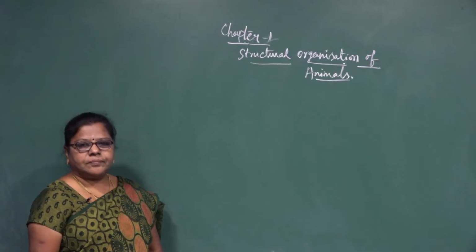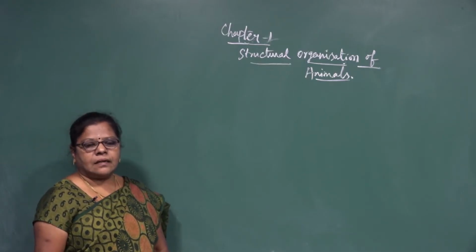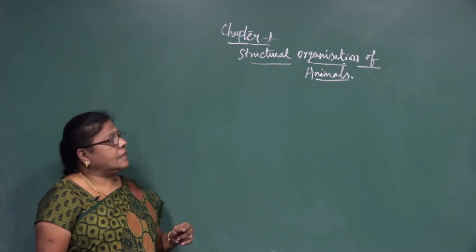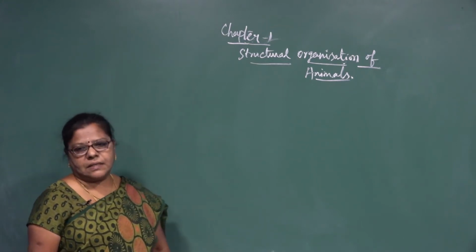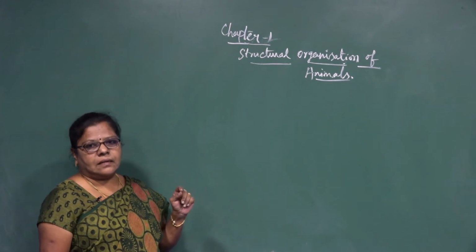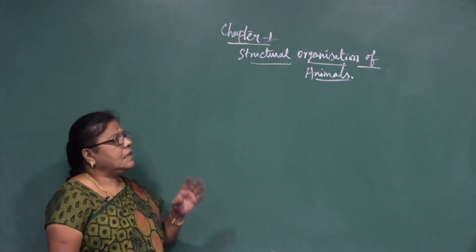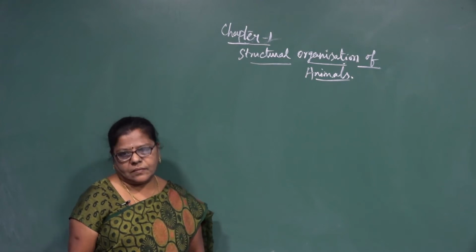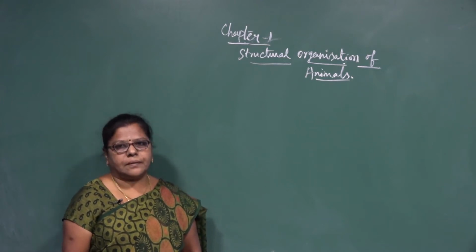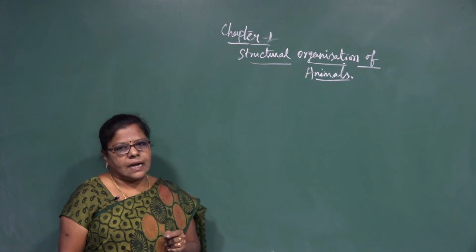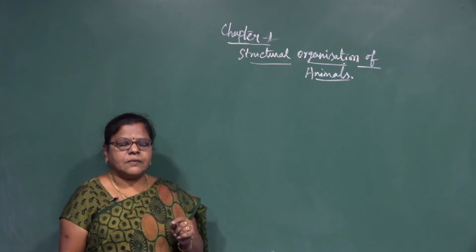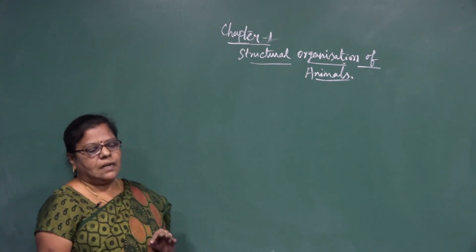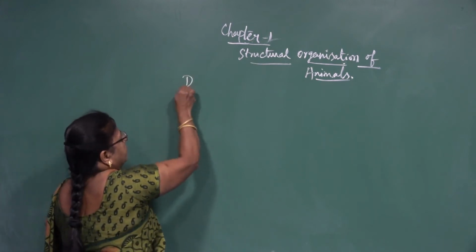Good morning, children. Yesterday, we started structural organization of the animals. In that chapter, we studied already external morphology of the leech and classification of the leech. Today, we are going to read internal structure and their function and division of the body. First, division of the body.